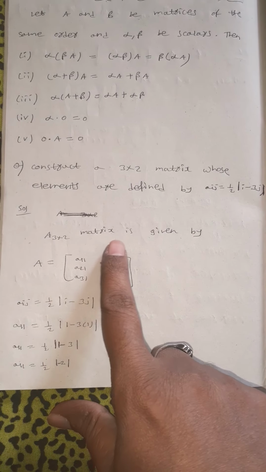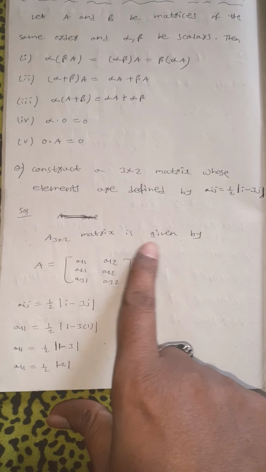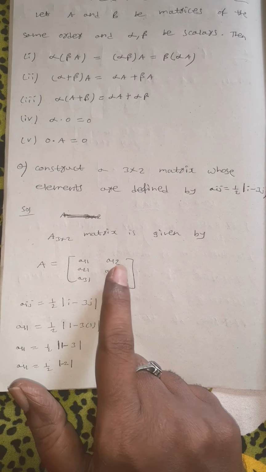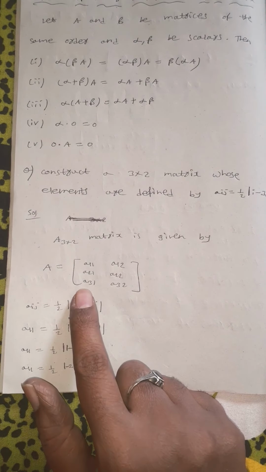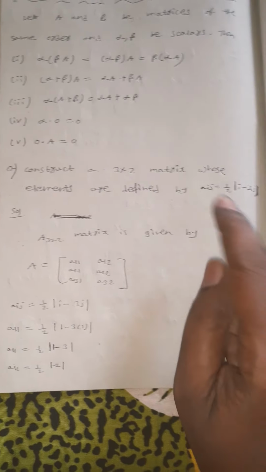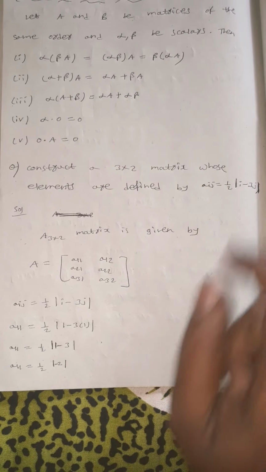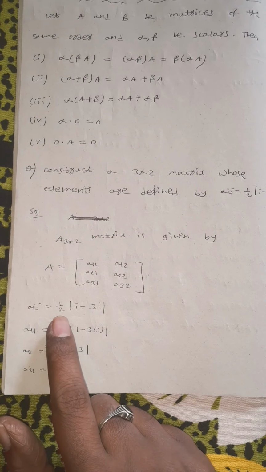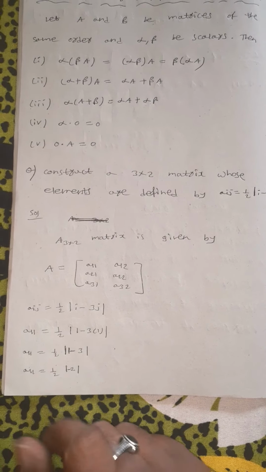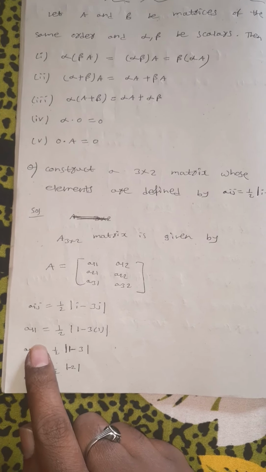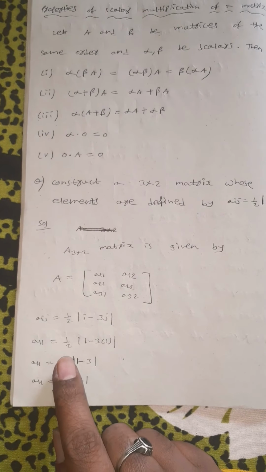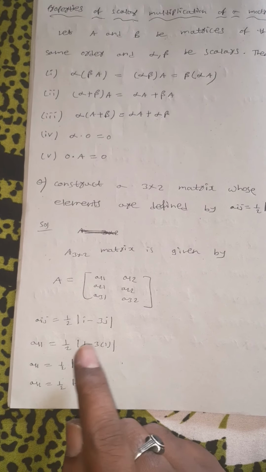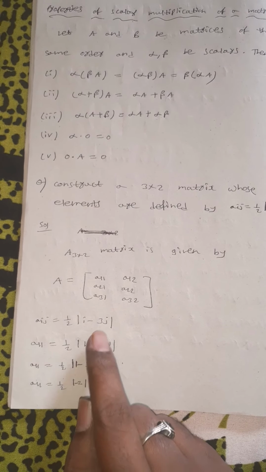So a 3 by 2 matrix is given by A, which means you should take 3 rows and 2 columns: A11, A12, A21, A22, A31, A32. In this, I indicates row, j indicates column. The Aij value in the question itself is given: Aij equal to half into modulus of I minus 3j. I want to find A11 first of all. A11 means row value 1, column value 1. So I value 1, j value 1, half into modulus of 1 minus 3 into 1.